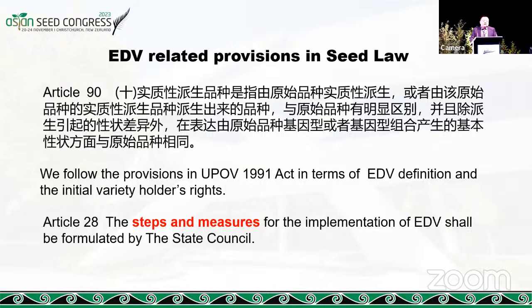And then there's a very important article, that is Article 28: the steps and measures for the implementation of EDV shall be formulated by the State Council. So how to implement this new system is not included in the seed law. That means we need to develop some approaches to implement it.